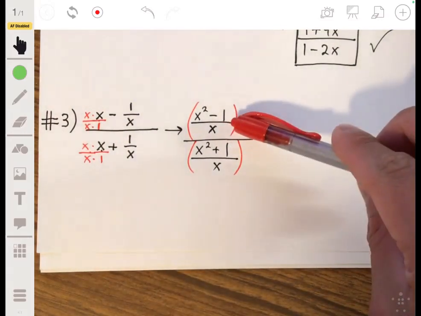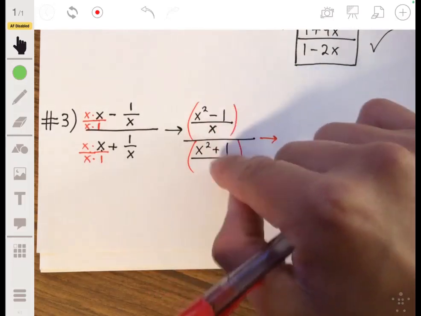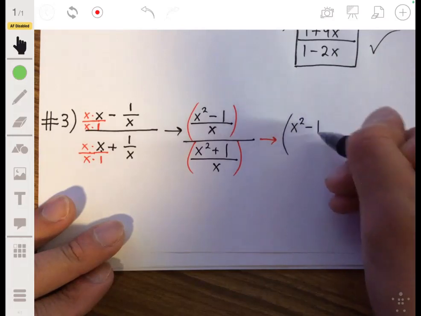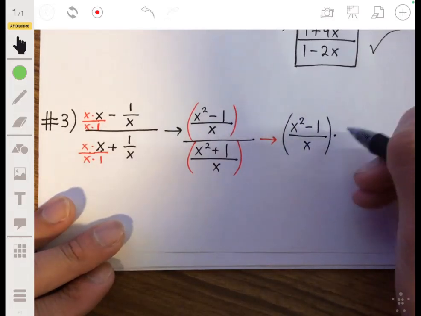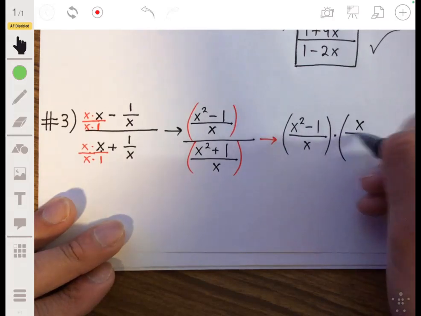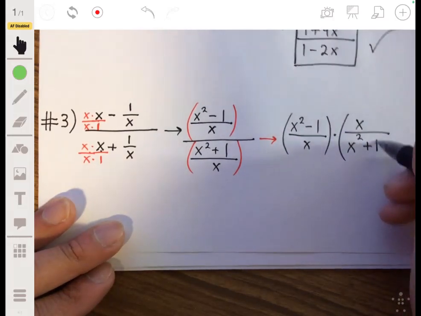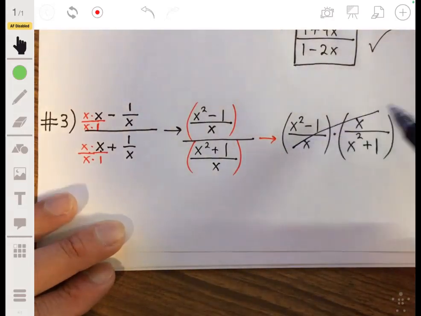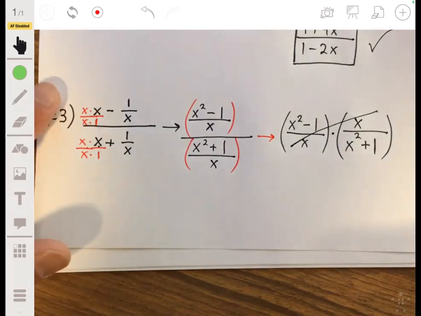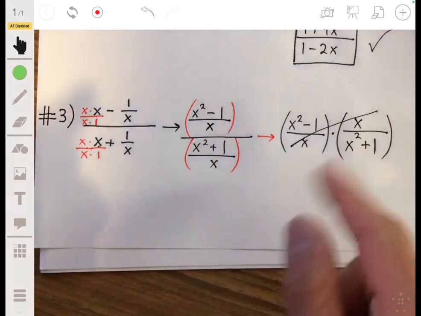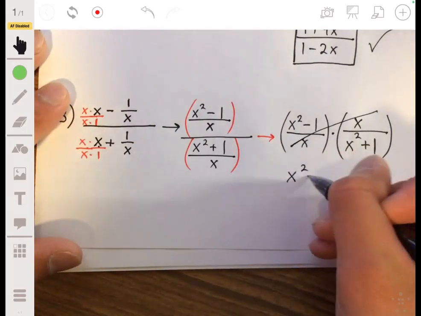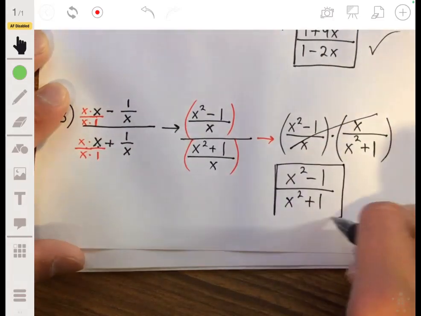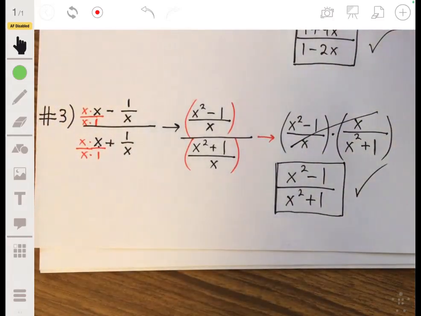And then again, we multiply the numerator by the reciprocal of the denominator, just like we did in the previous one. And you're going to see the x's cancel again. And then you're just left with x squared minus 1 over x squared plus 1. And that's all there is to it.